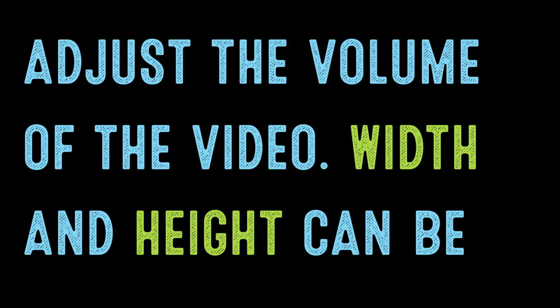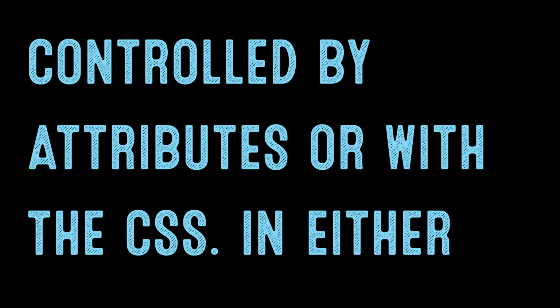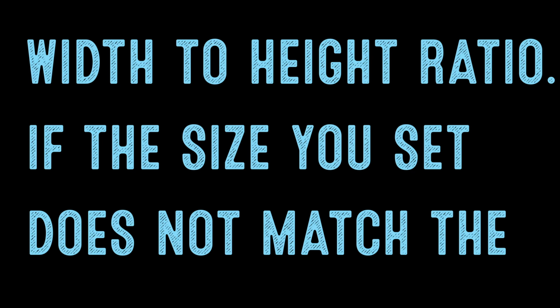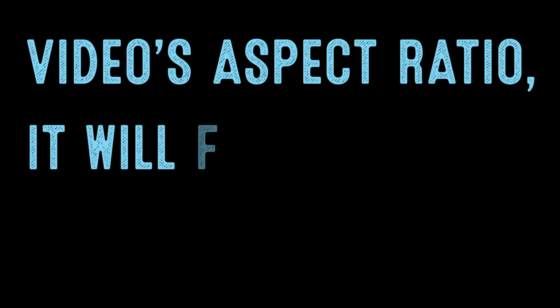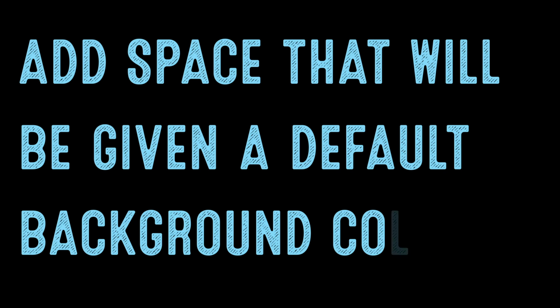Width and height can be controlled by attributes or with a CSS. In either case, the video will maintain its aspect ratio or native width to height ratio. If the size you set does not match the video's aspect ratio, it will fill the space horizontally and add any additional space that will be given a default background color.